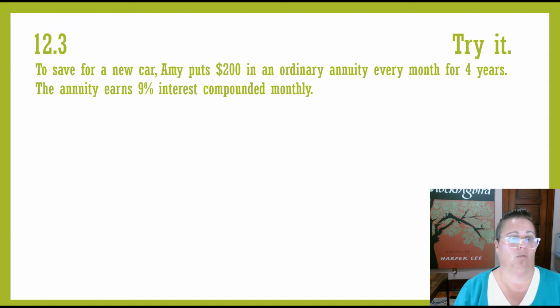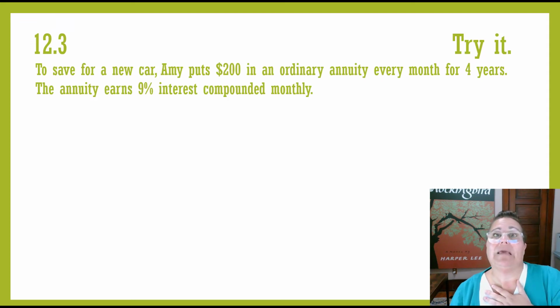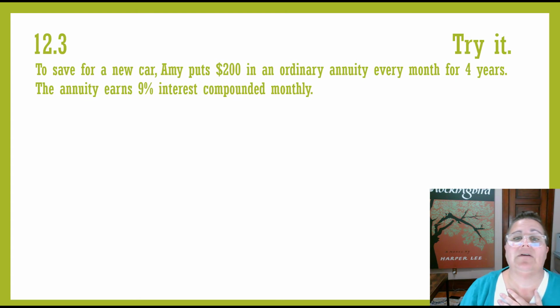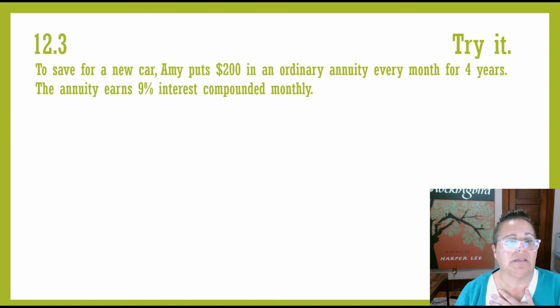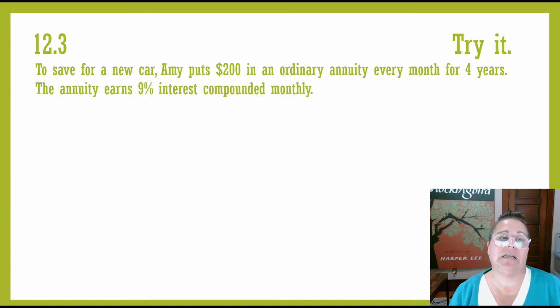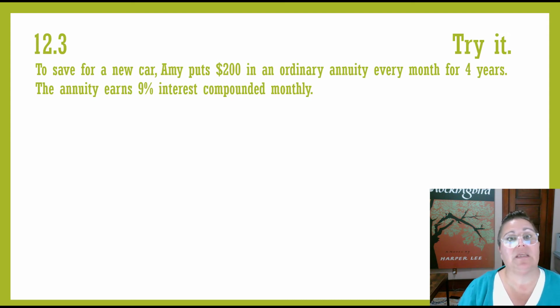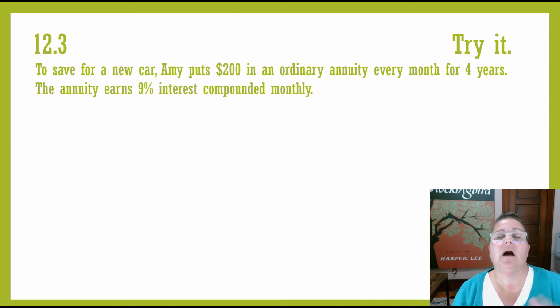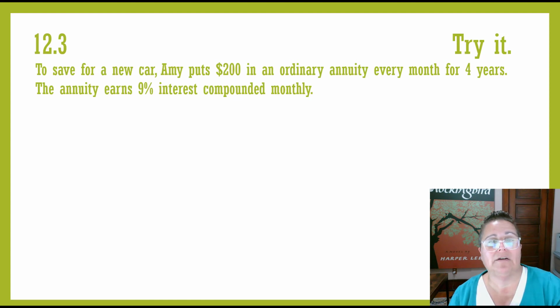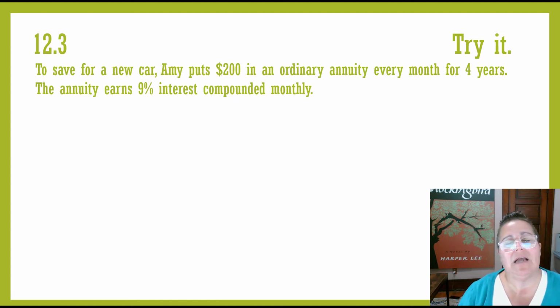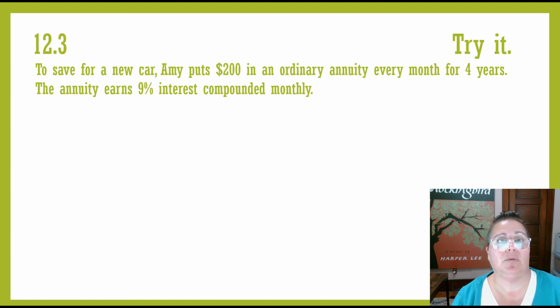So here we go. To save for a new car, Amy puts $200 into an ordinary annuity every month for 4 years. The annuity earns 9% interest compounded monthly. 2 things. Notice I've stated it's an ordinary annuity. The payment amount is $200. I know it's monthly, and that monthly matches with the compounding monthly. I'm doing it for 4 years because it's Amy, so it's me. And I know that the interest rate is 9%.